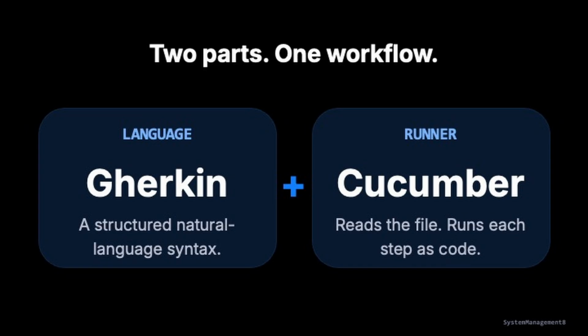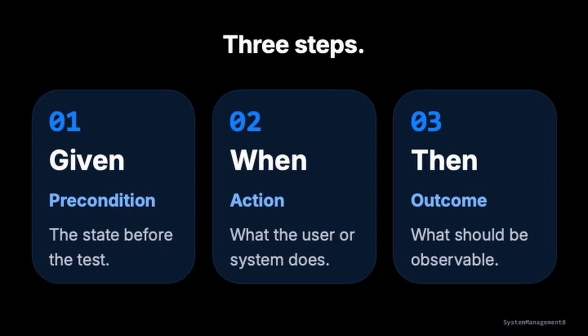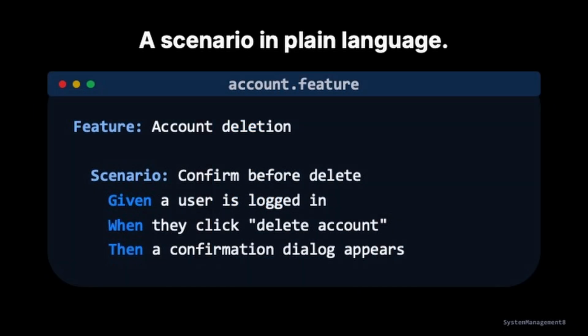The core pattern of Gherkin describes a test case in a given, when, then structure. Given describes the preconditions, so the state the system is in before the test starts. When translates into the action, so what the user or the test automation has to execute. Then contains the expected outcome, so what should be observed. A simple example is the following. Given a user is logged in, when the user clicks on delete account, then a confirmation dialog appears.